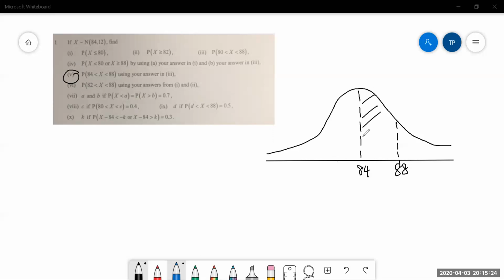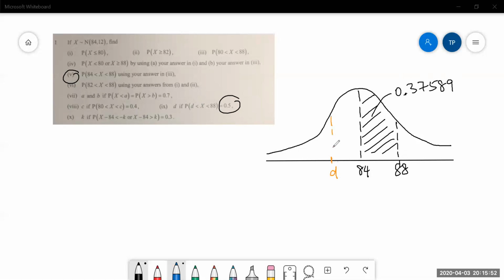0.3758, 5 SF, remember? What's the last number? 9. Okay, so now you want to find from D to 88. They say D to 88 is 0.5, which means D must be smaller than 84, correct? So D must be here.